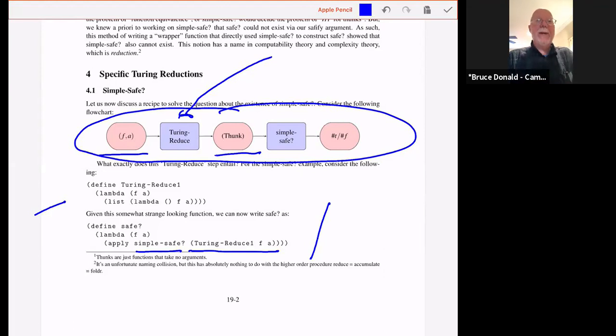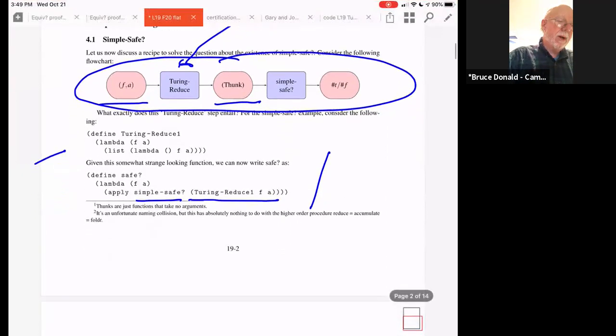I've already proved that safe can exist. If I can write safe so that it would work, assuming only that simple safe exists, therefore simple safe can exist. The easiest way to do this is function application. So I write a transformer, which I'll call Turing reduce one here. So that's the idea. Let's try a more complicated example.